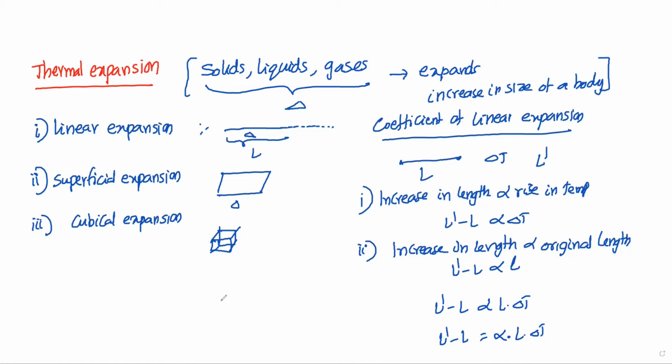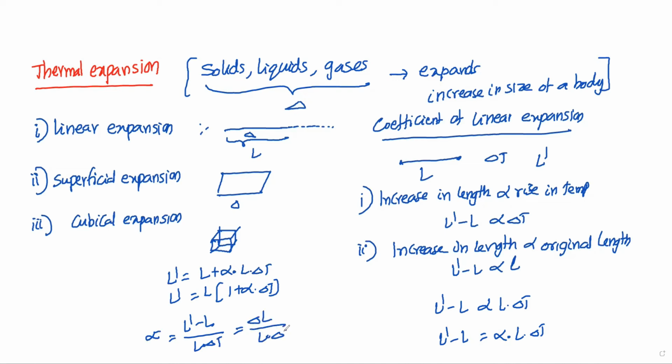From here, L dash is equal to L plus alpha into L into delta T. If you take L common, L dash is equal to L into (1 plus alpha delta T). From here, alpha is equal to L dash minus L by L into delta T, which means delta L by L into delta T. This is the linear coefficient.